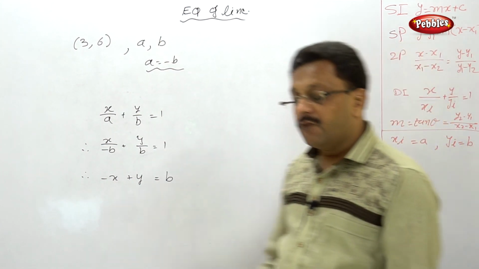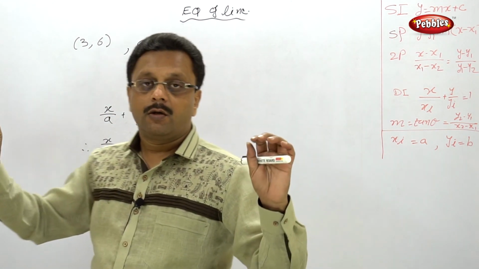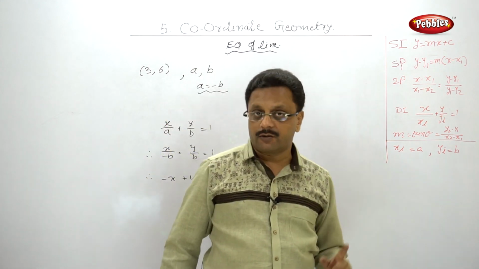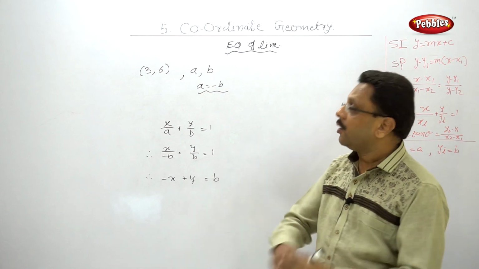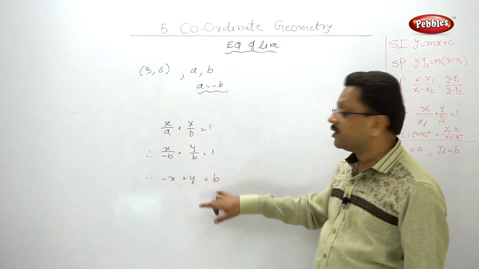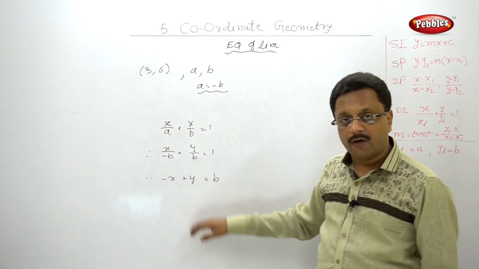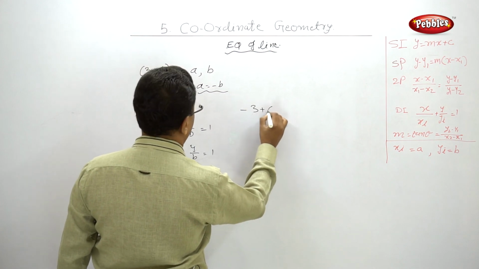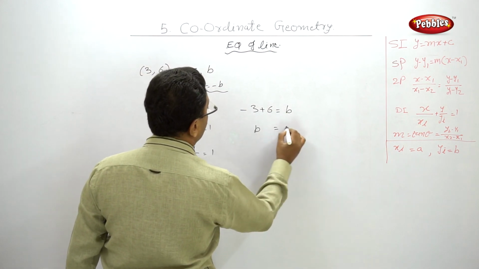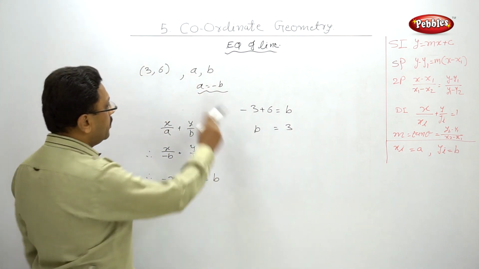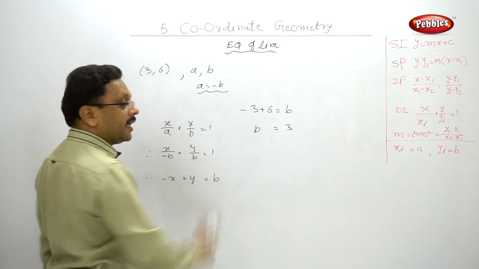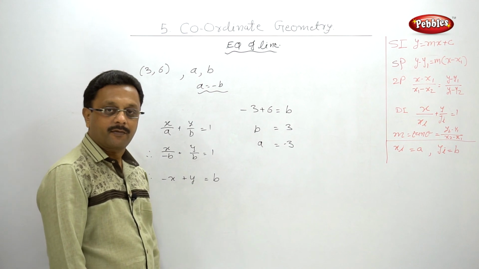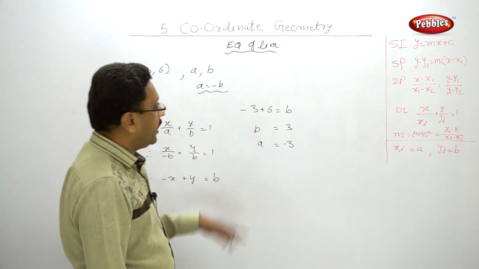Means if you are given one equation of line, then every point on that line must satisfy that equation. What do you mean by satisfy that equation? If you put the value of x and y, this must be true. So let us put the value of x and y. So we have minus 3 plus 6 equal to b. So b is equal to 3. And you know that a is equal to minus b. So what is a equal to? Minus 3. Correct? So we have found out the x and y intercepts.